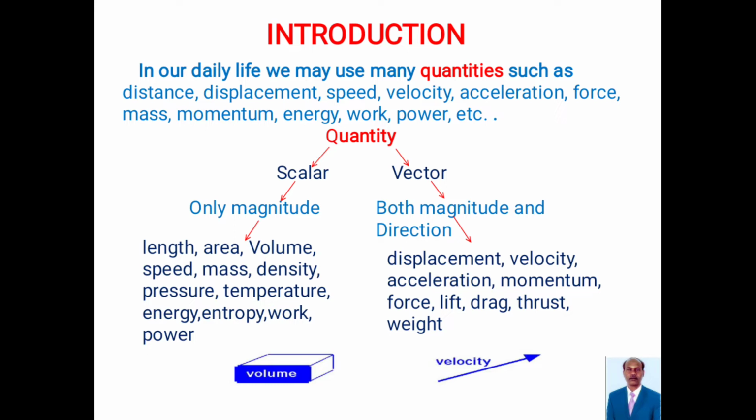So here we can give examples in a picture-oriented way. Volume we can consider as a scalar quantity. Vector means we can denote it with a direction, like an arrow mark.